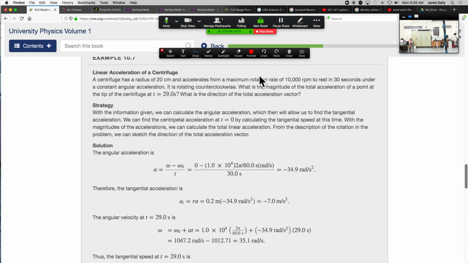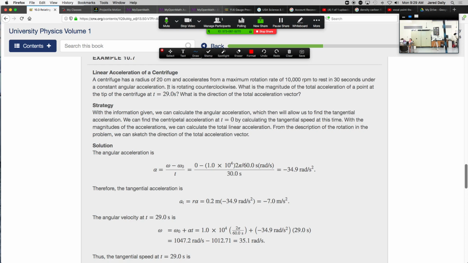Maximum rotation rate: it's accelerating from the maximum rotation rate to rest. So this is our initial. Our initial rotation rate is 10,000 RPM. So that's going to be our omega initial, omega 0. So omega 0 is 10,000 RPM. When you go to rest, of course, that's our final, so omega final equals 0. So we're just labeling these things to start with. And then 30 seconds, of course, is our time.